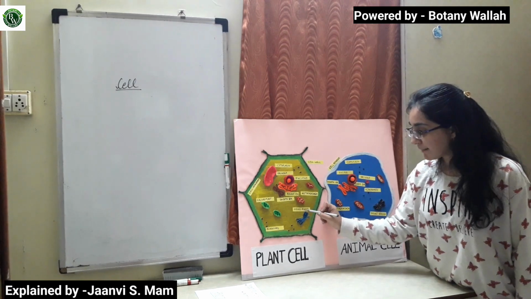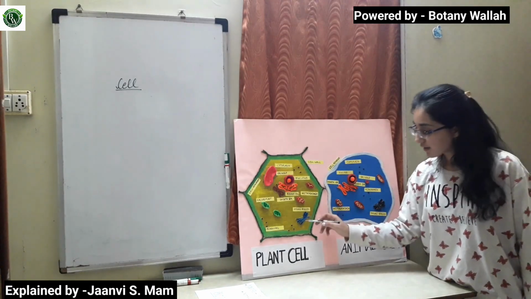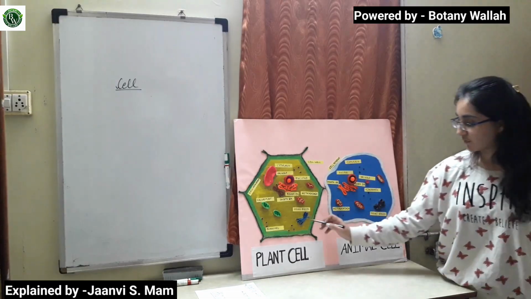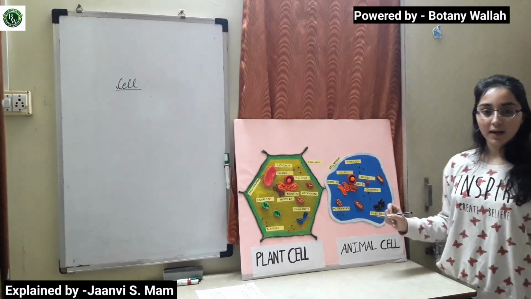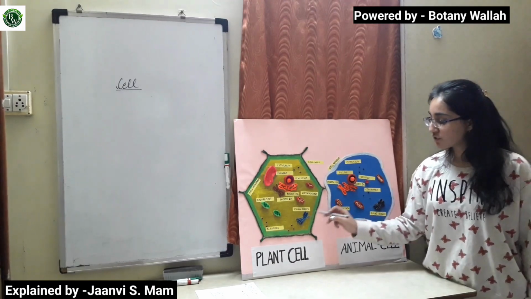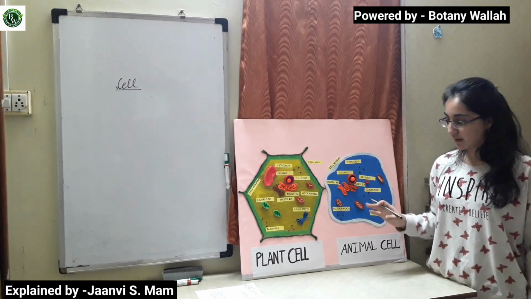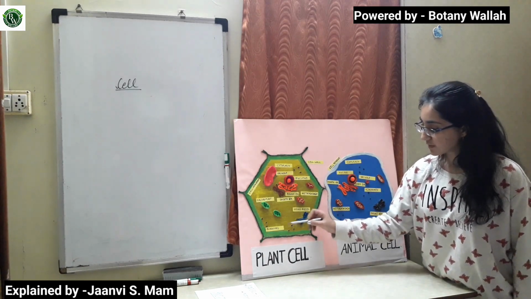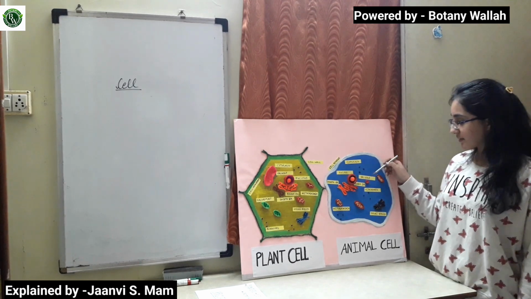Then you have Golgi bodies, which is also known as Golgi apparatus. This organelle is present in both the cells, and we say it as Golgi apparatus or Golgi body. The function of this organelle is packaging the materials of the cell. And then you have the ribosomes. I have shown already the ribosomes, and I think vacuole is left lastly.